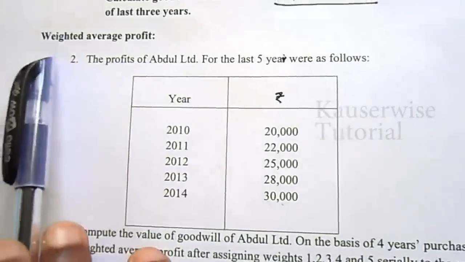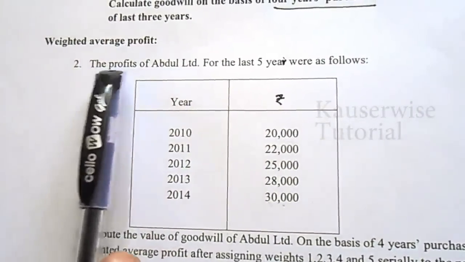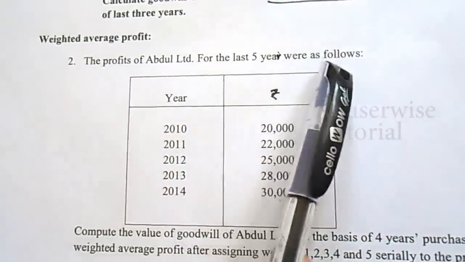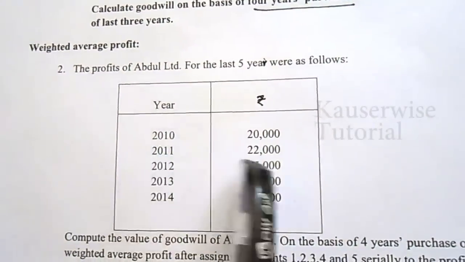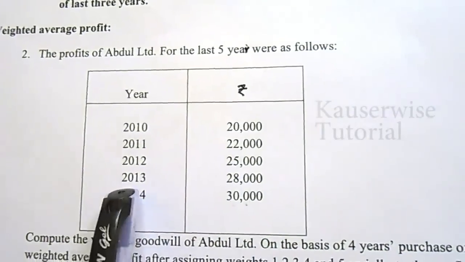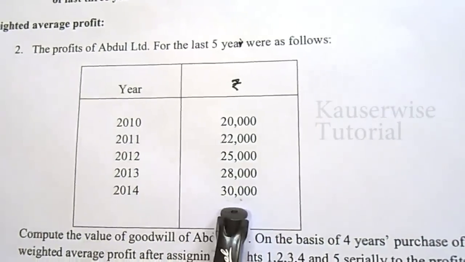The next method is weighted average profit method. See, the profit of Abdul Limited for the last 5 years were as follows. So 5-year profit is given: 2010, 20,000; 2011, 22,000; 2012, 25,000; 2013, 28,000; 2014, 30,000.